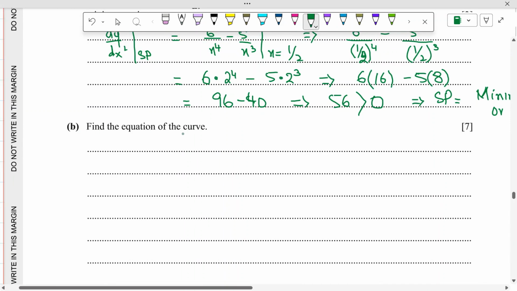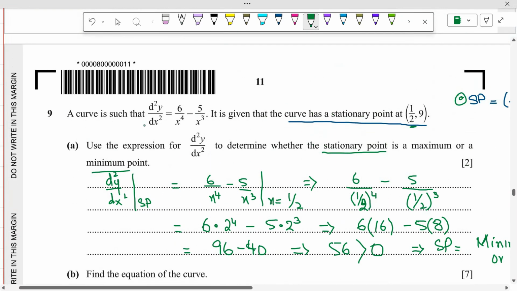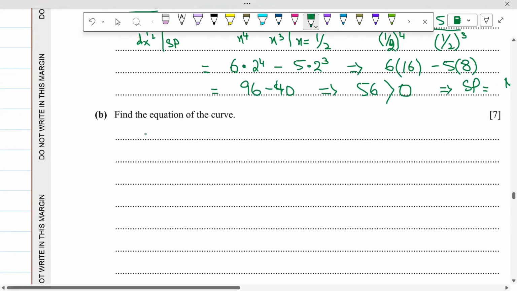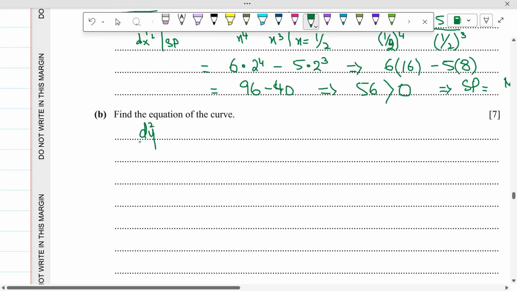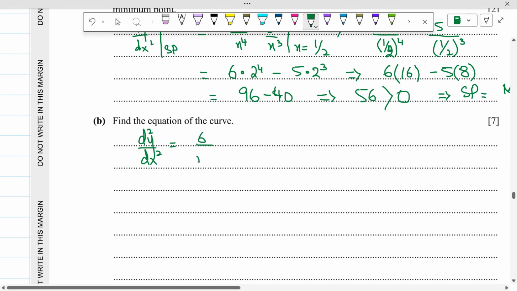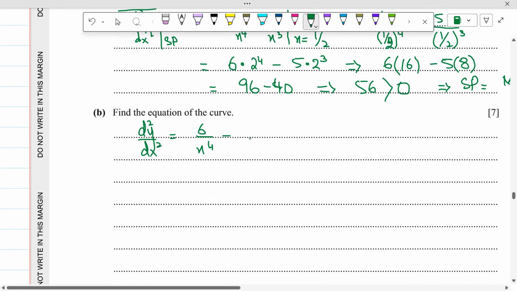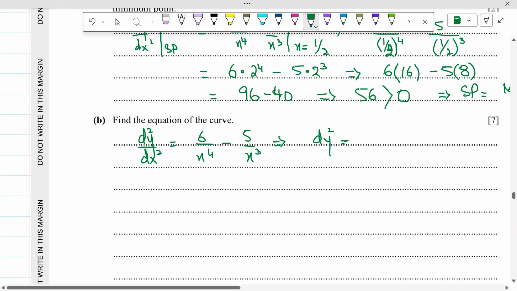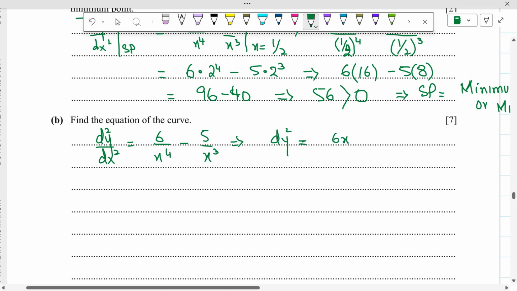Part B, find the equation of the curve. To find the equation of the curve from the second derivative, we use integration. So d squared y over dx squared is equal to 6 over x to the power of 4 minus 5 over x cubed. By cross multiplying, we will have d squared y is equal to 6x to the power of negative 4 minus 5x to the power of negative 3, multiplied by dx squared.